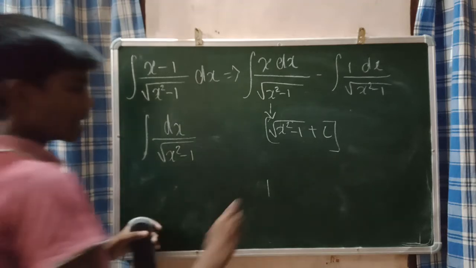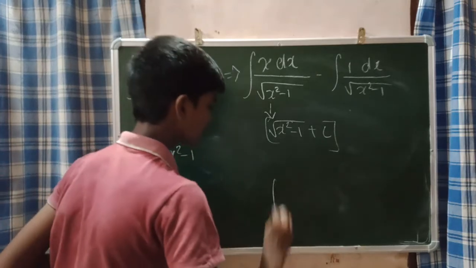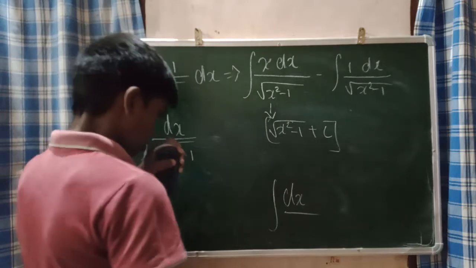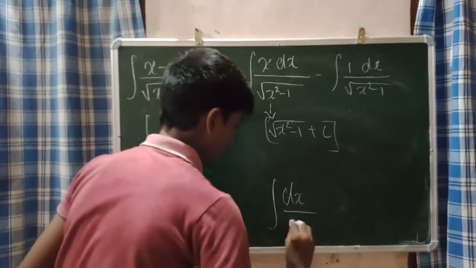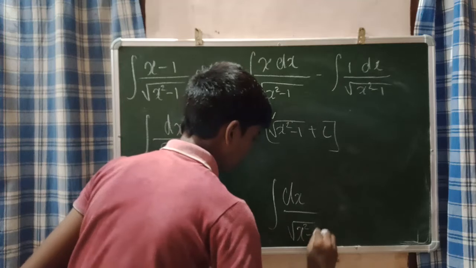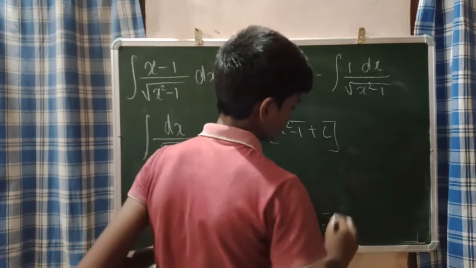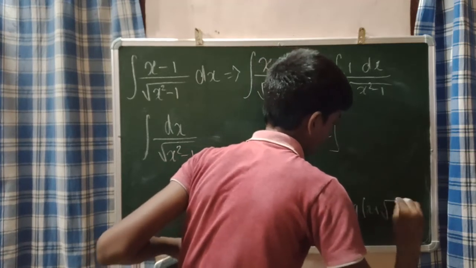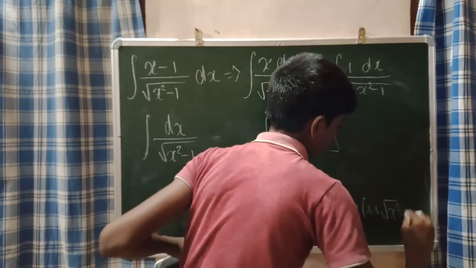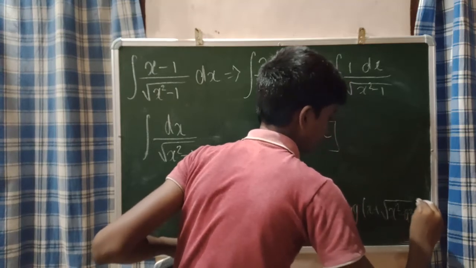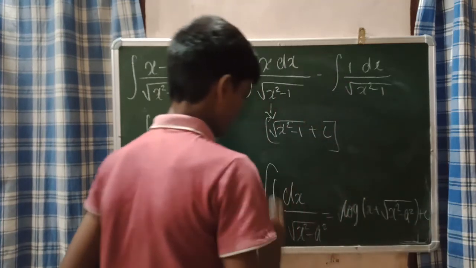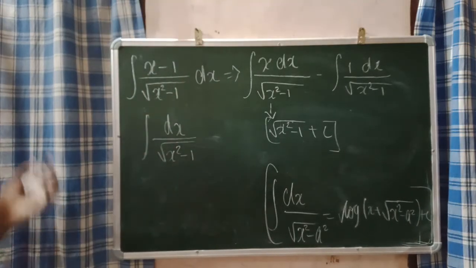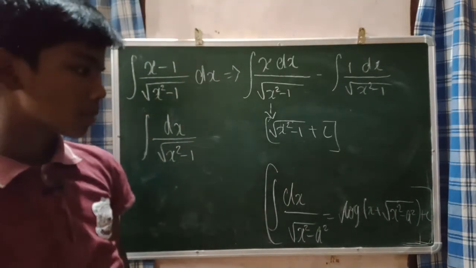Again and again I am saying this, integral of dx divided by root of x square minus a square is nothing but log of x plus root of x square minus a square plus some constant. This is one of the standard integrals that you guys are supposed to know. So integral of dx by root of x square minus a square is log of x plus root of x square minus a square plus some constant.